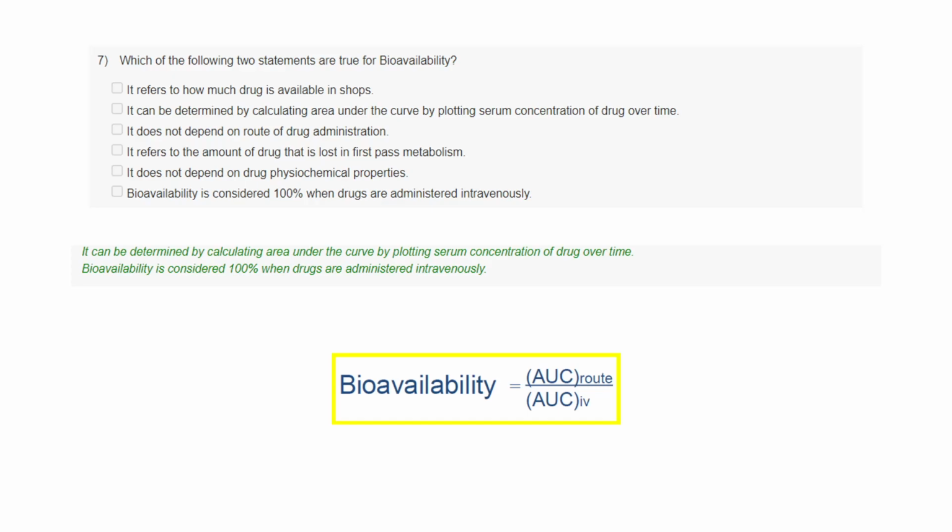So it depends on what are the properties of the drug as well as the route of administration. And last is bioavailability is considered 100% when the drugs are administered intravenously, because when you give a drug intravenously, all of that entire drug is available for you to act through the bloodstream, and as a result it will have the highest concentration in serum. So these two options are correct. If you guys have any doubt, you can ask away.